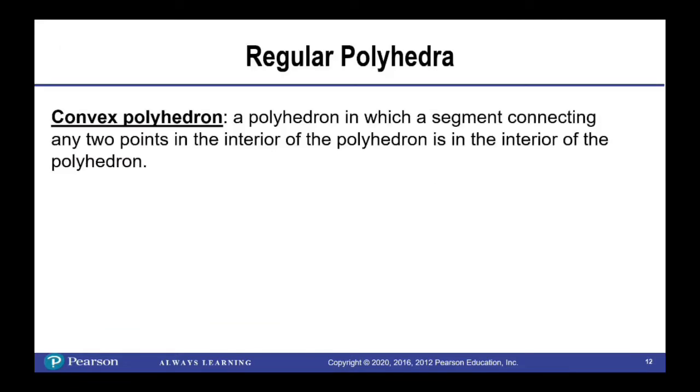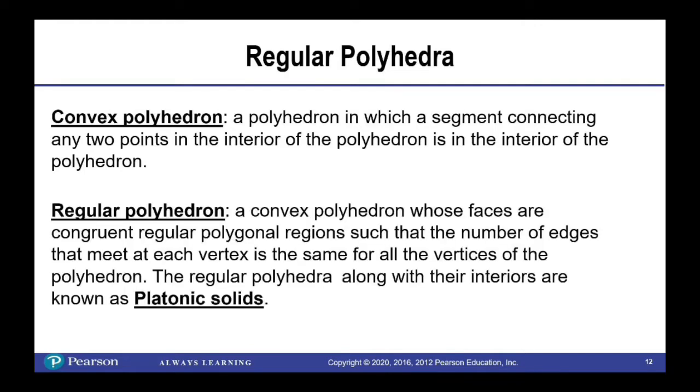Earlier in chapter 11, we talked about convex versus concave. Concave caves in and convex does not. The same thing is true for our polyhedron. A convex polyhedron does not cave in anywhere. Now, a regular polyhedron is a convex polyhedron. The sides are regular polygons, and every side is congruent.